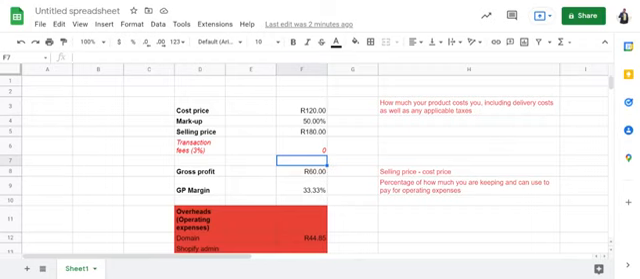You've decided that your markup is 50%, so you're going to be selling this item at 180 Rand. Effectively, your gross profit is 60 bucks, because your gross profit is your selling price minus your cost. So what you are selling it for minus what you're getting it for, all cost inclusive. So you are making a gross profit of 60 bucks.